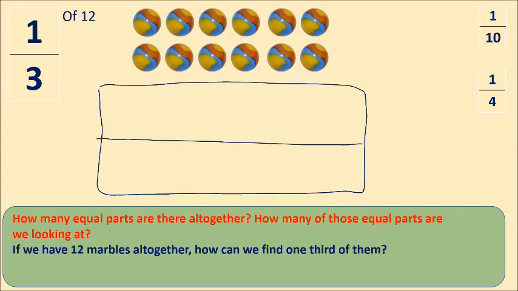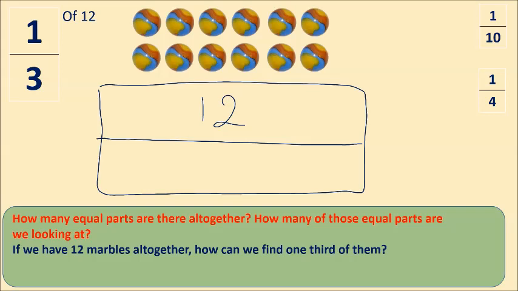Okay, I've got 12 all together. That's my whole amount. Now, if you want to pause here and, in your book, under today's date, you can have a little go at trying this without me. If you want to pause me, you can draw your bar model. You've got 12 all together and we're trying to find 1/3.